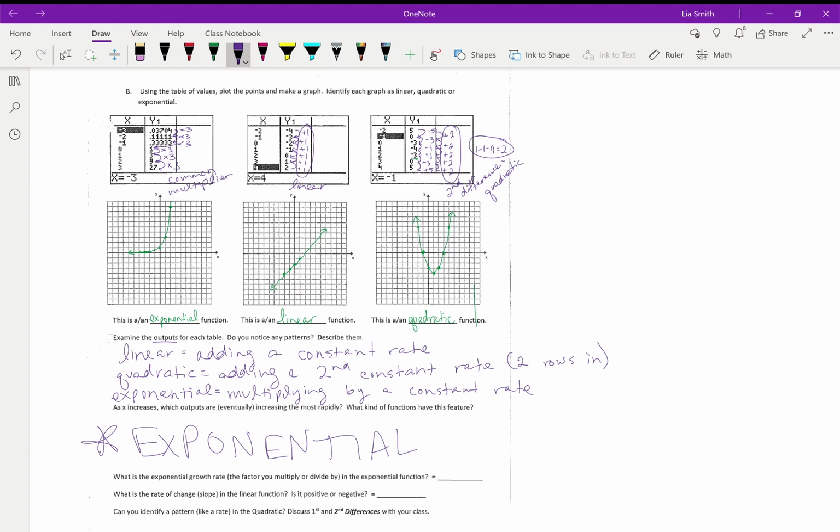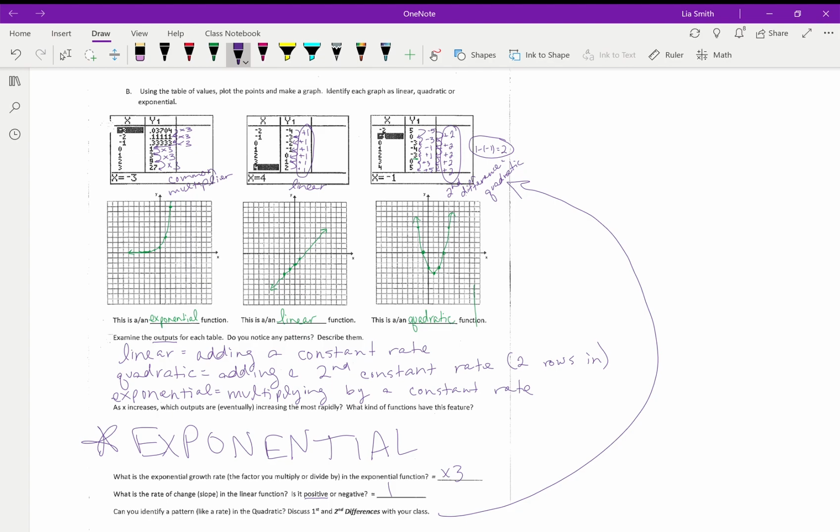So what is the exponential growth rate, the factor you multiplied by? That's just recapping. In that first example, we were multiplying by 3. What is the rate of change of the slope in the linear function? It was +1, which means that it's constantly increasing. Can you identify the pattern for the quadratic functions? And this is where we talked about the first and second difference.